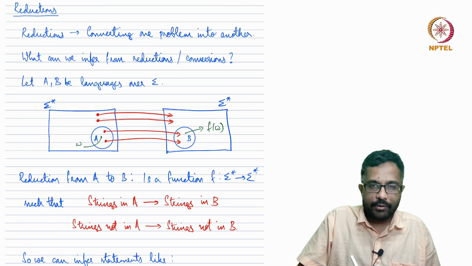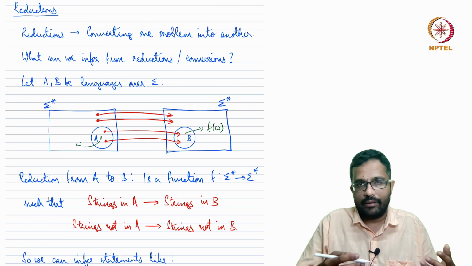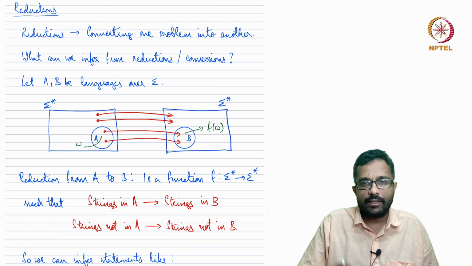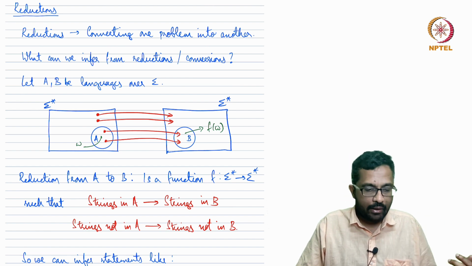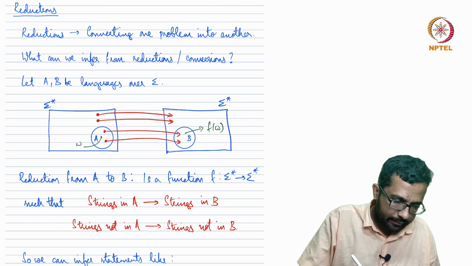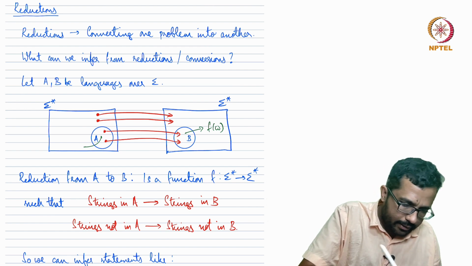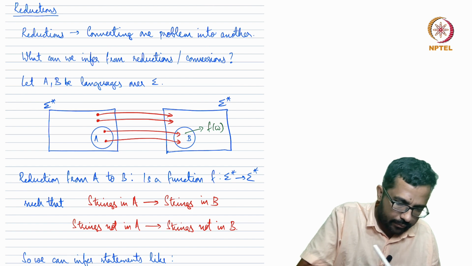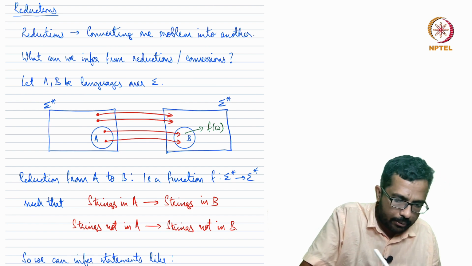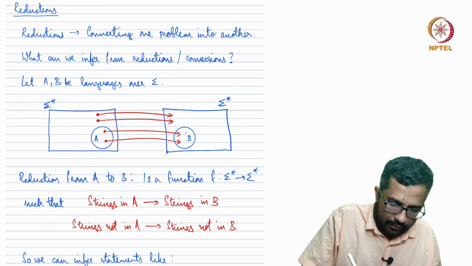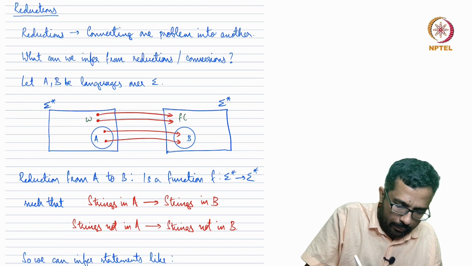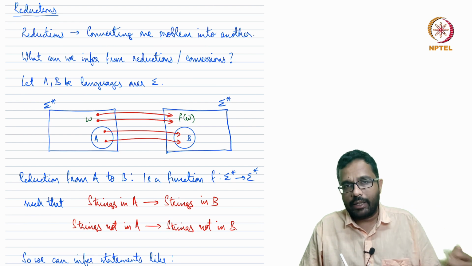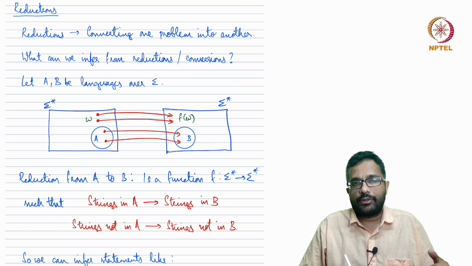So if w is in A, f of w is indeed in B, and then when we ask whether f of w is in B, we will know that it is in B, and that will help us infer that w was in A. If w was not in A, right? Suppose w was outside A, suppose w was here, then f of w would have been somewhere here. So then when we check whether f of w is in B, we would get the answer no, and that would help us infer that w is also not in A.